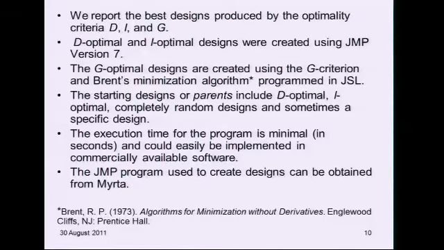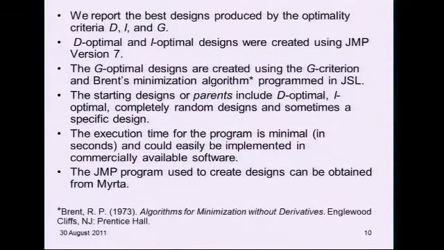Now, in the paper, and I'll show you this in just a bit, we reported the best designs that we could find by the D, I, and G criteria. The D and I designs were created using JMP. JMP's exchange algorithm works really well. The G optimal designs were created using, of course, the G criterion and an optimization algorithm called Brent's method that turns out to be extremely efficient.